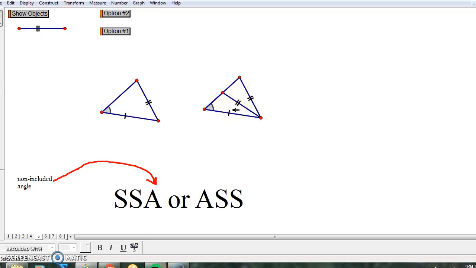One of them is congruent to the other triangle, and the other one is not. So this makes a case for saying it cannot be determined. Just based on these three things, we can't determine whether they're going to be congruent every time or not. So that one does not work.